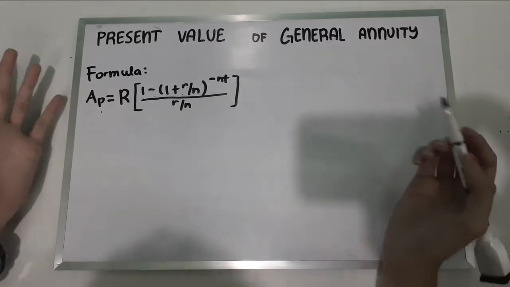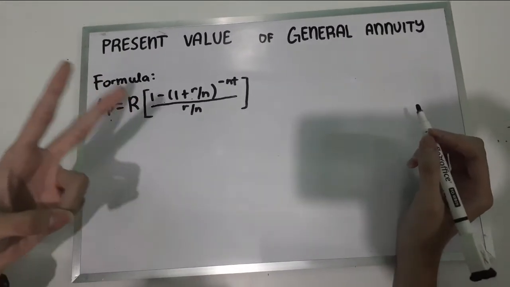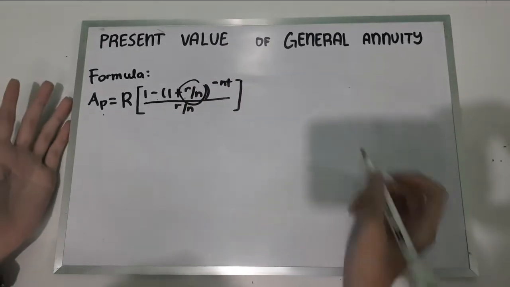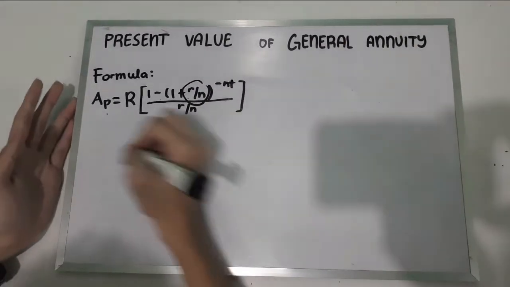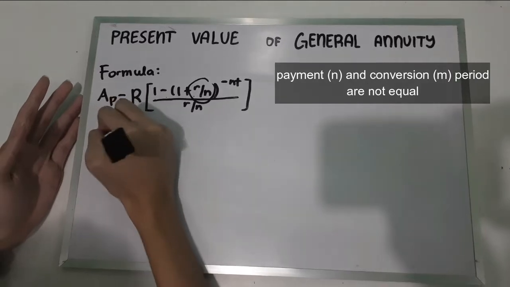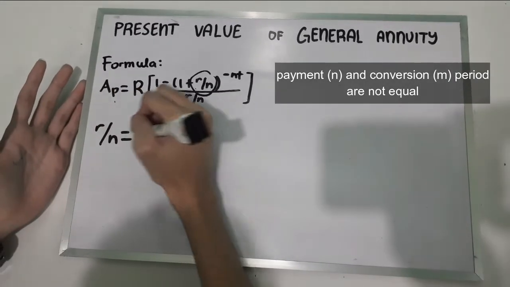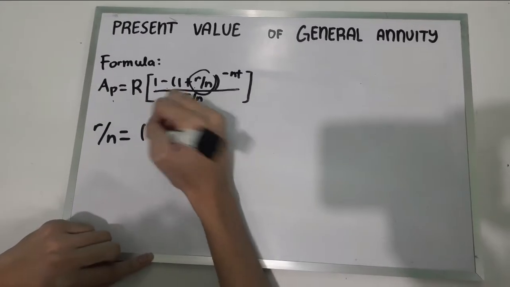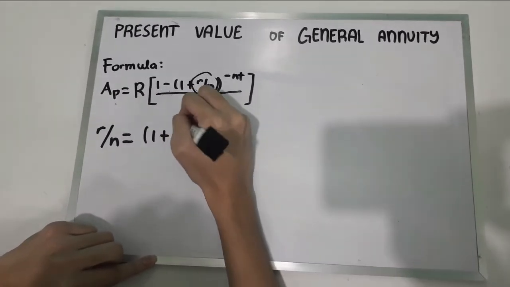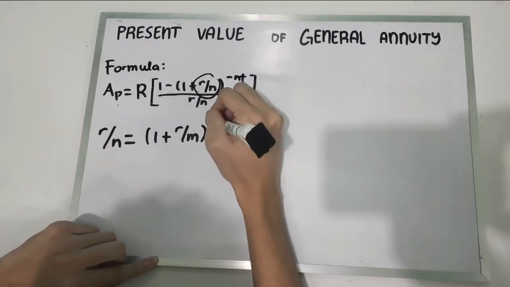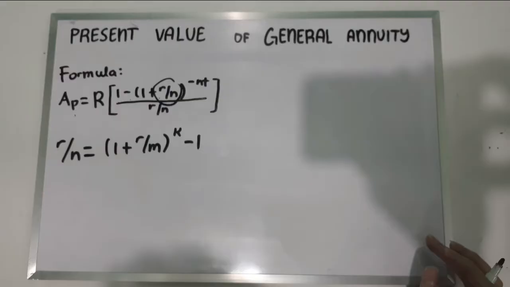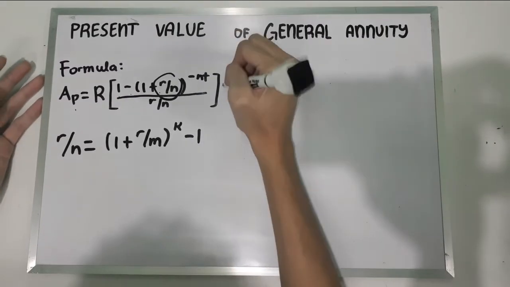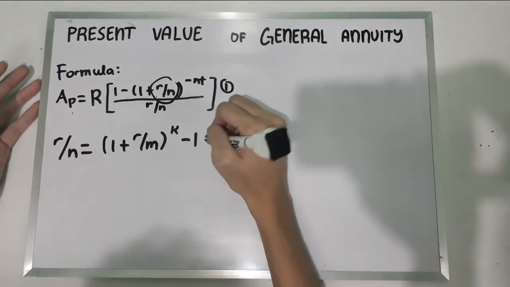Now, before everything else, we have a second formula. We need to convert this when we encounter general annuities. So, the formula of the converted r over n is: r over n is equal to the quantity of 1 plus r over m to the power of k, minus 1. So, these are our two formulas, formula number 1 and number 2.